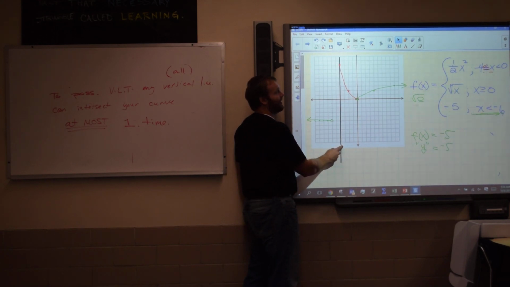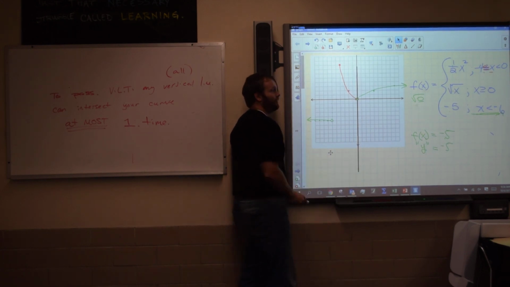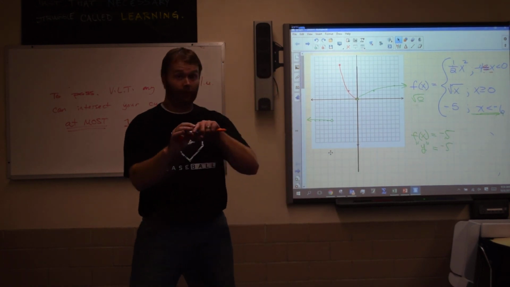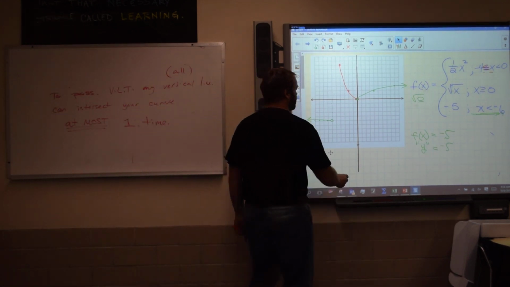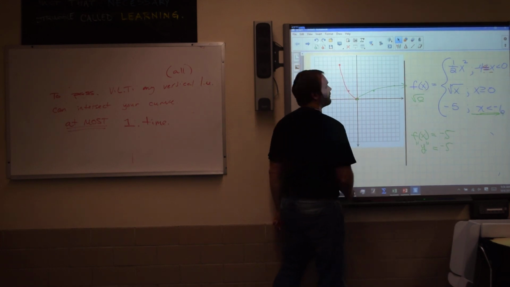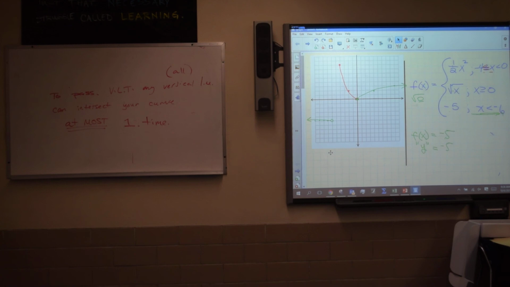How many times do you intersect there? Once. What about there? What about here? Once. Remember, it was open and we filled it in, right? So there really is only one point there. So we only intersect once there, and then the same thing throughout. When we want to test the vertical line test, you intersect at most 1 time.